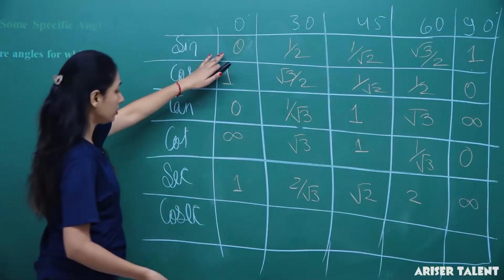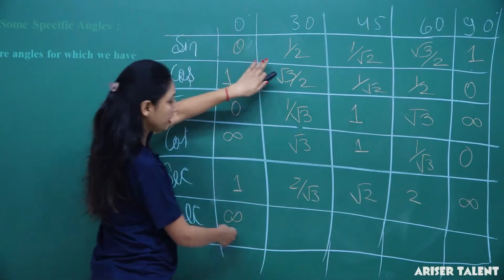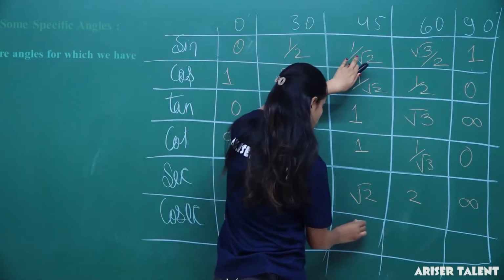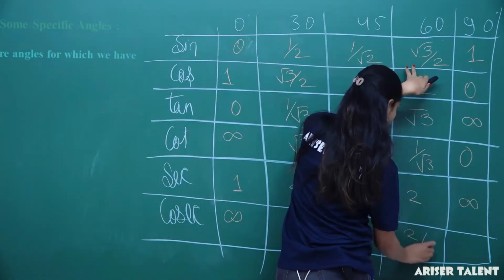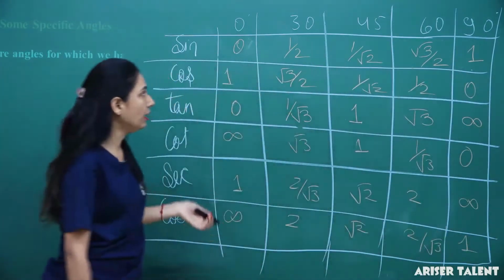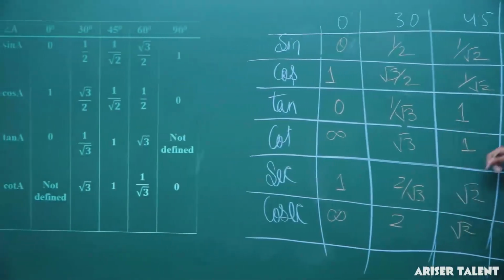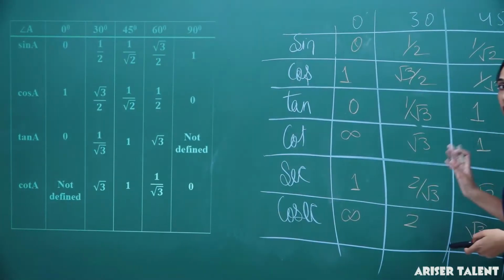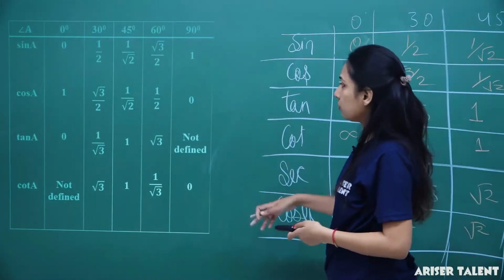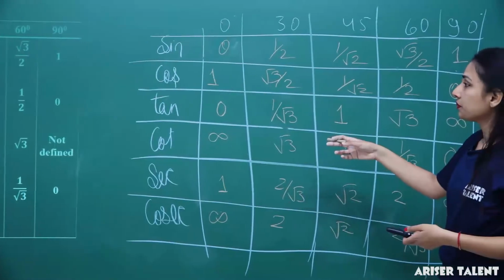Then for 0 degree, cosec will be infinity here, then 2, root 2, 2 by root 3 and 1. So, these will be the values of these specific angles, and these are the values you will use when solving questions. So, this was the table, just check it here.